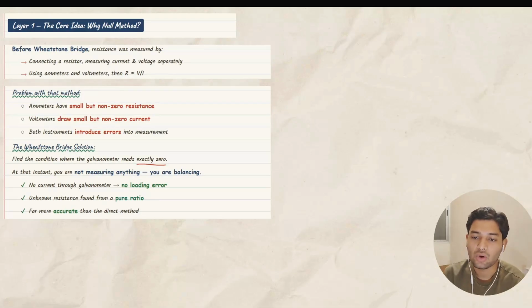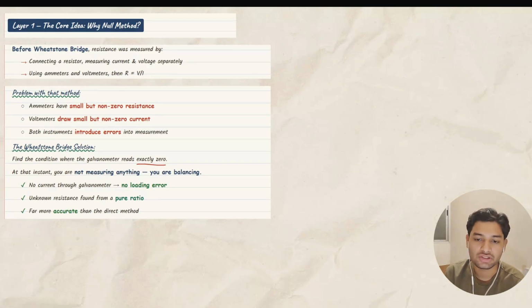The ammeter has small but non-zero resistance. If you have been with me from the past video, you might know that everything has a small resistance. Every component of a circuit has some small resistance within, like the wire, the EMF, the battery cell, everything has some internal resistance that stops the current. So the ammeter has some small but non-zero resistance, the voltmeter draws some small non-zero current, and both instruments introduce errors into the measurement. That might be very low, but it cannot be called absolute zero. There is always some error.